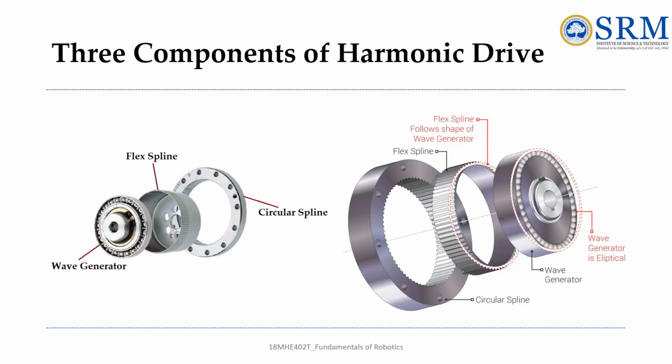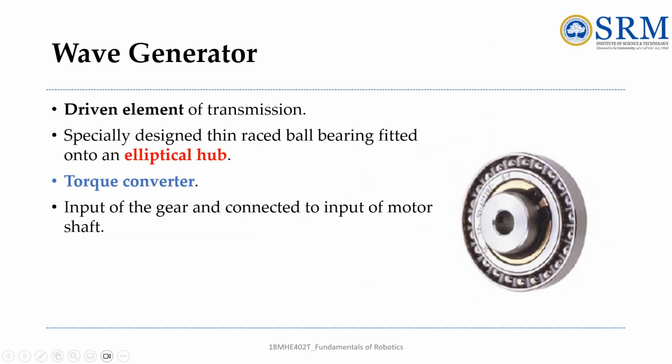These are the three components of the harmonic drive as we have seen earlier in the picture. The outer layer is the circular spline, and the next layer is the flexible spline. The circular spline has inner teeth, and the flex spline has the outer teeth, and the elliptical movement part is the wave generator. You can see it in this picture. Next, we will see the components one by one.